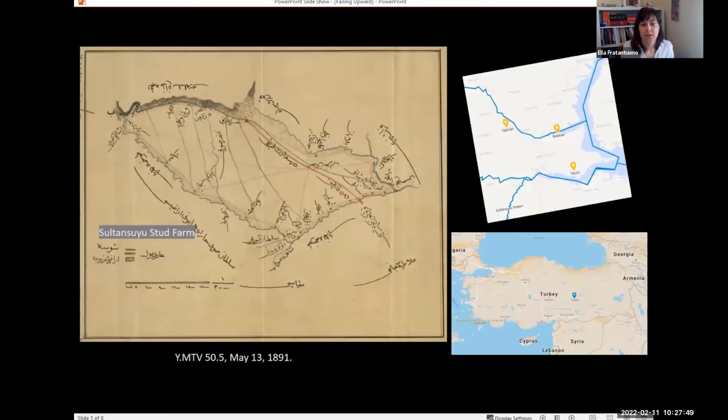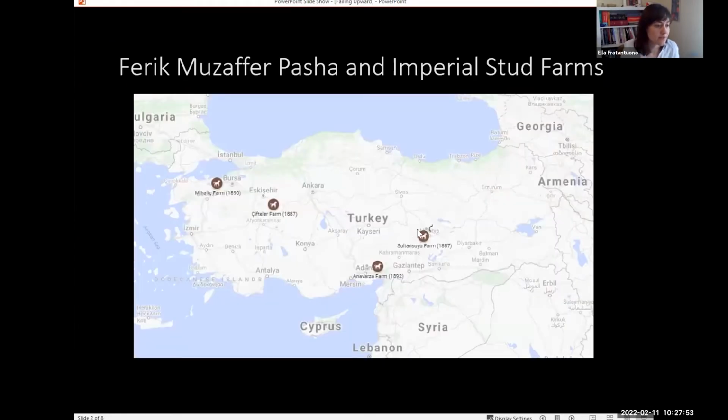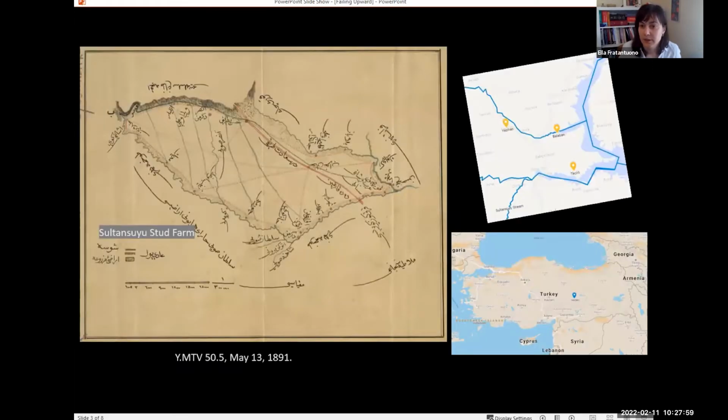For example, in the spring of 1891, he visits Sultan Suyu farm in Malatya, where he draws up plans for an irrigation project that would open up an estimated 150,000 dunams of land, or what he estimated to be 500,000 lira worth of territory.